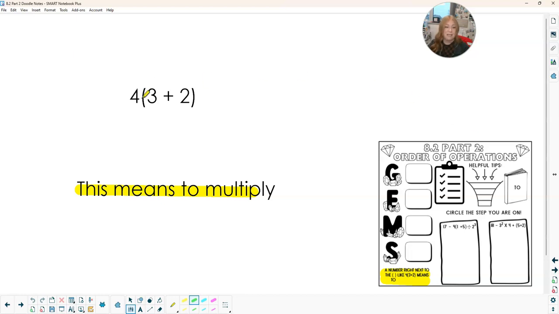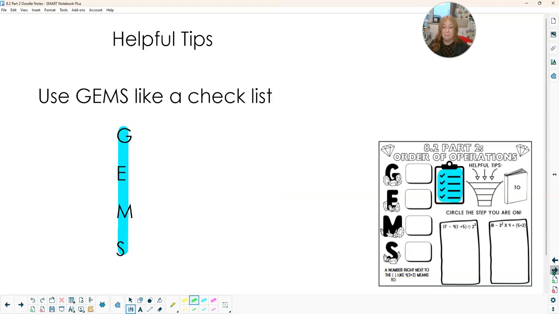Now we might see things like this. So we would do the group, 3 plus 2 is 5. We have this 4 right next to it. When you have parentheses and numbers right next to each other, that means to multiply. I have 4 of these, 4 of this group. Of means to multiply.